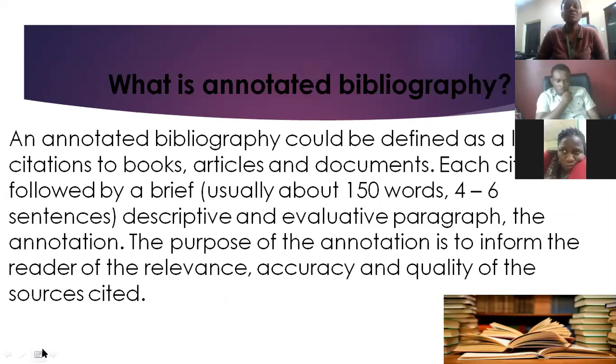So, what is annotated bibliography? An annotated bibliography could be defined as a list of citations to books, articles, and documents. And each citation is followed by a brief annotation, usually 150 words, 4 to 6 sentences. The purpose of the annotation is to inform the reader of the relevance and accuracy as well as the quality of the sources cited.